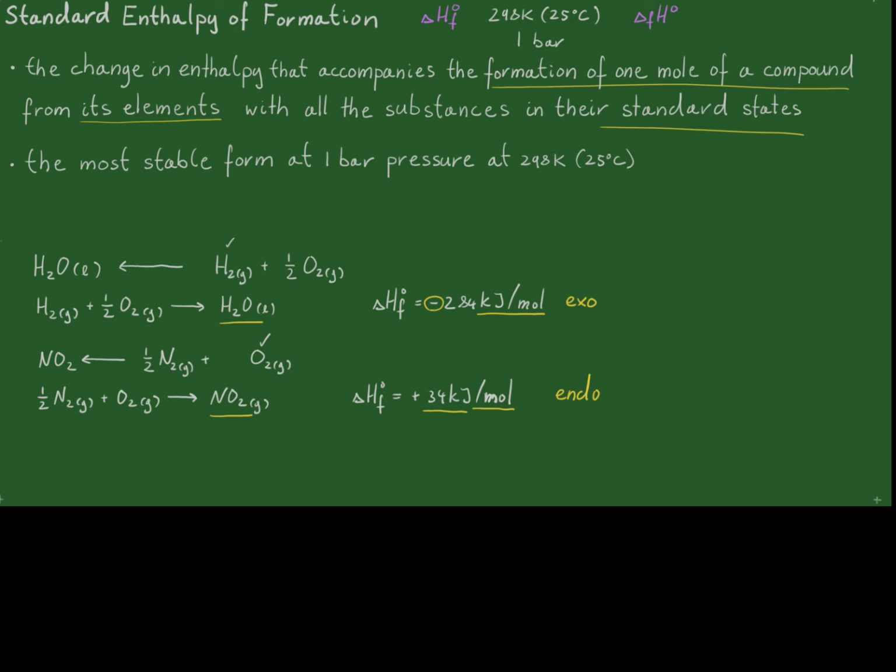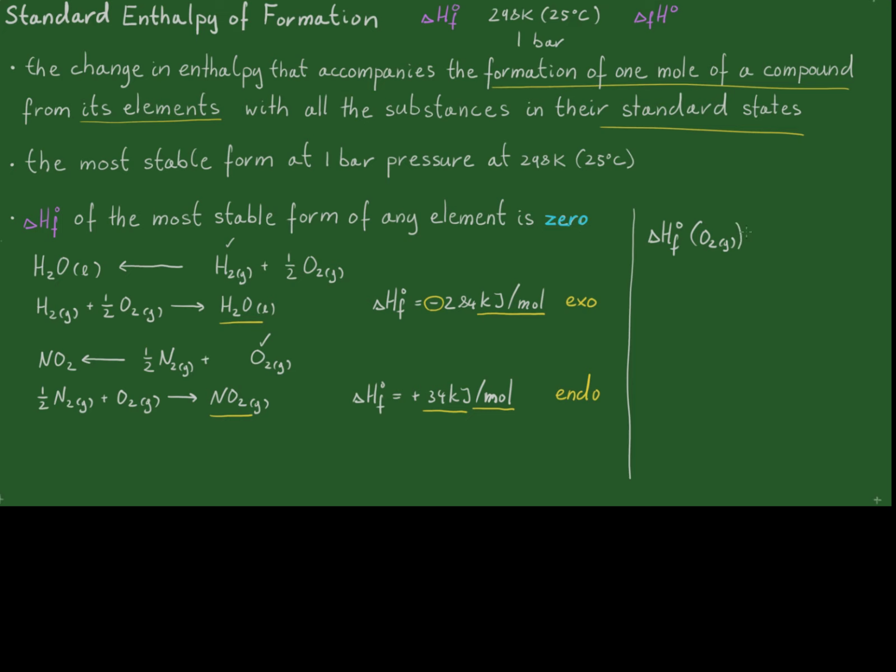There is one more thing that I would like to cover in this video, and that is that the standard enthalpy of formation of the most stable form of any element is 0. What does that mean? Well, that means if we were to look at the standard enthalpy of formation of, say, oxygen in its most stable form at 25 degrees and 1 bar of pressure, which is oxygen gas, the enthalpy of formation is 0 by definition.